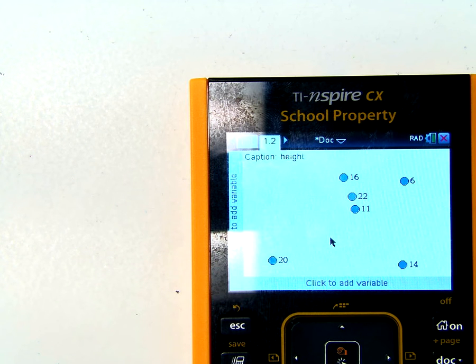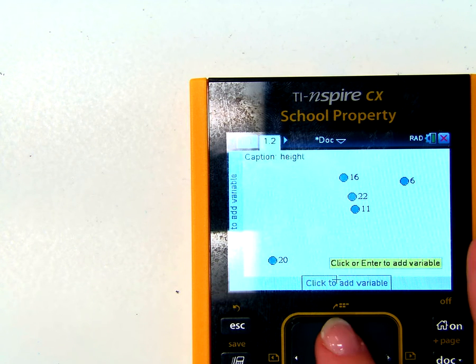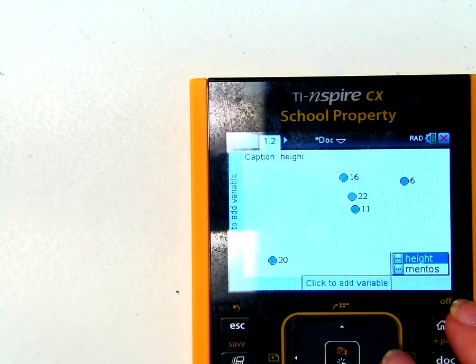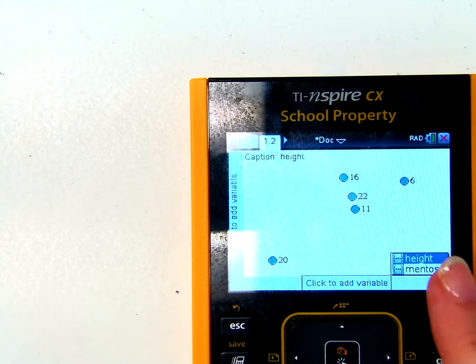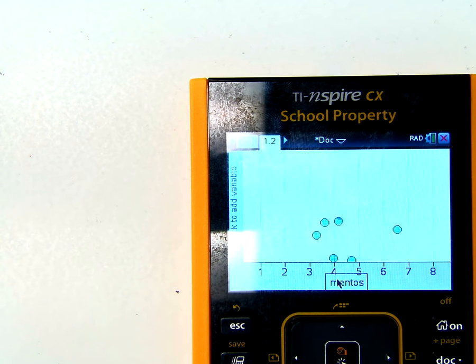Now remember, does yours look like mine right now? Yes. It might, but it might not, and that's okay, right? Remember, we've got to use our touchpad down here and make our x variable be what? The number of Mentos, right? So I choose Mentos.